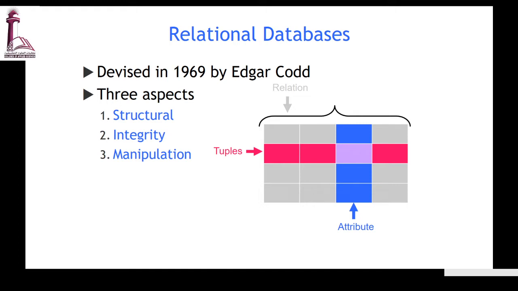Relational database is nothing but a table. The entire table is called a relation. The rows in the table are called tuples, and the column in a table is called an attribute.